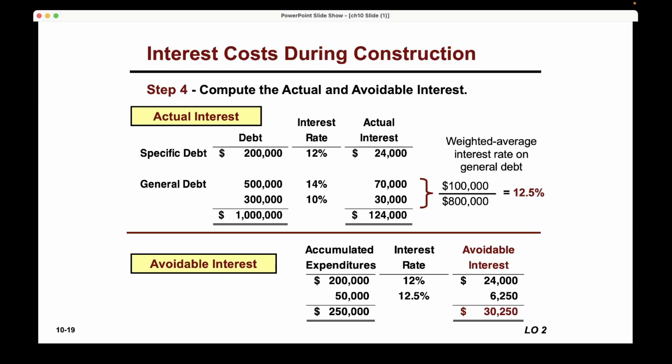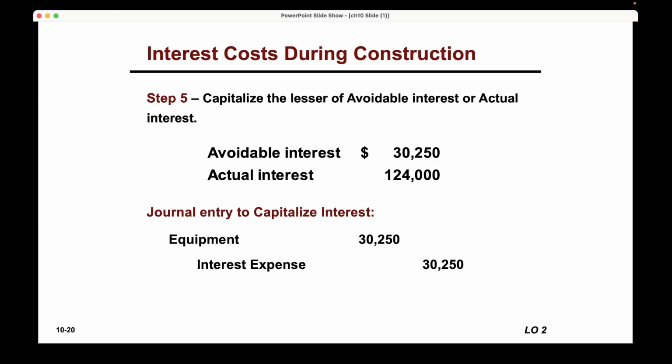So we pick this 30,250 as the amount that we are going to capitalize. Next step here, so we have step 5. We will determine how much interest to capitalize. Actually, we got it from our previous slide, and the rule here is simple. We capitalize the lesser of the avoidable interest or the actual interest.